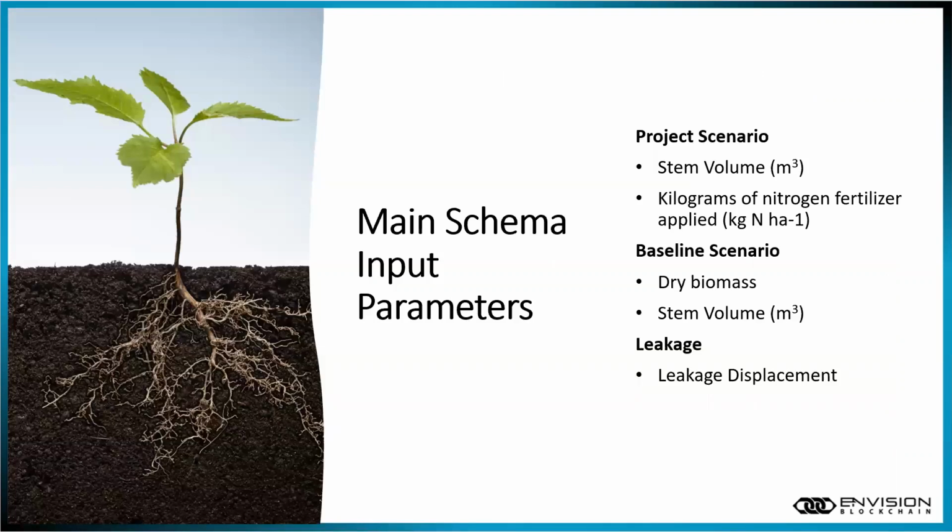And here we have a list of the main schema input parameters. These are parameters that will have to be updated in the monitoring report that we will take a look at when we do our demo for the Guardian. In the project scenario, we have stem volume and kilograms of nitrogen fertilizer applied. The baseline will have two parameters that are dry biomass and stem volume. And then for leakage, there's a parameter titled leakage displacement. These will be the white fields we'll see in the schemas, and these parameters are then used for auto calculations that will be reflected in green when we look at the schemas.